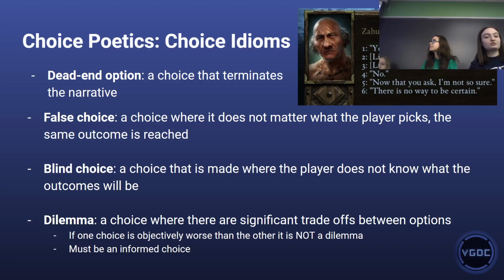There's also a false choice, which is a choice where it doesn't matter what the player picks, the same outcome is reached. Sometimes you can see this pretty clearly in dialogue options, where you choose a dialogue option and your player character says something, and then you can tell the NPC is not really responding to what you specifically said. They're just saying this generic thing, and they probably would have said that same thing no matter what you said. That's a false choice.